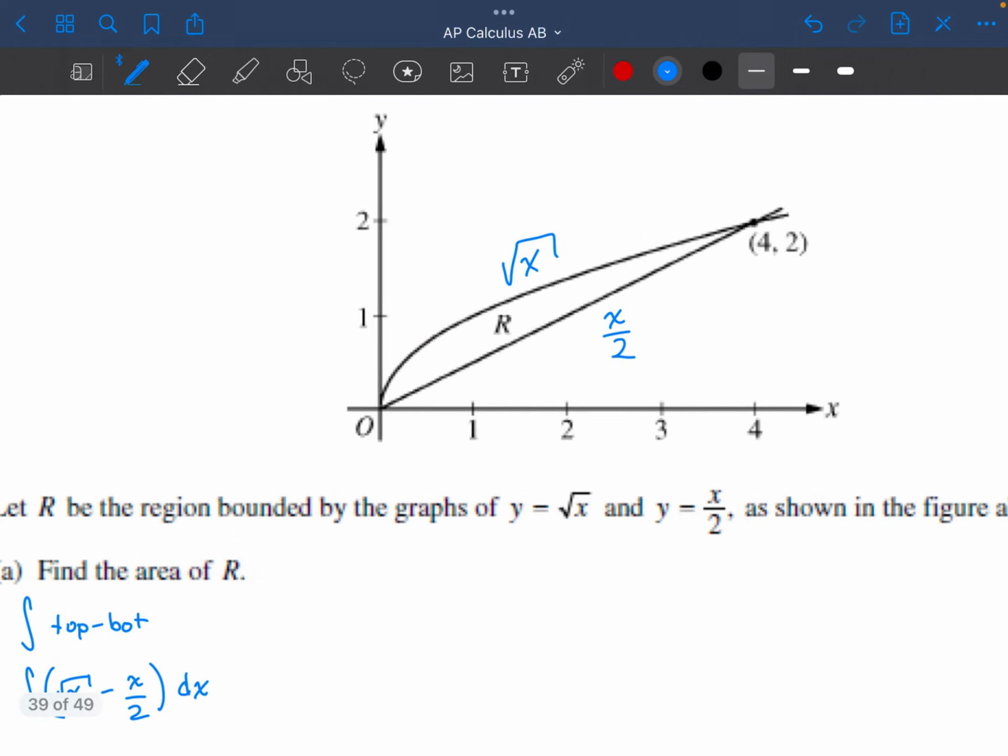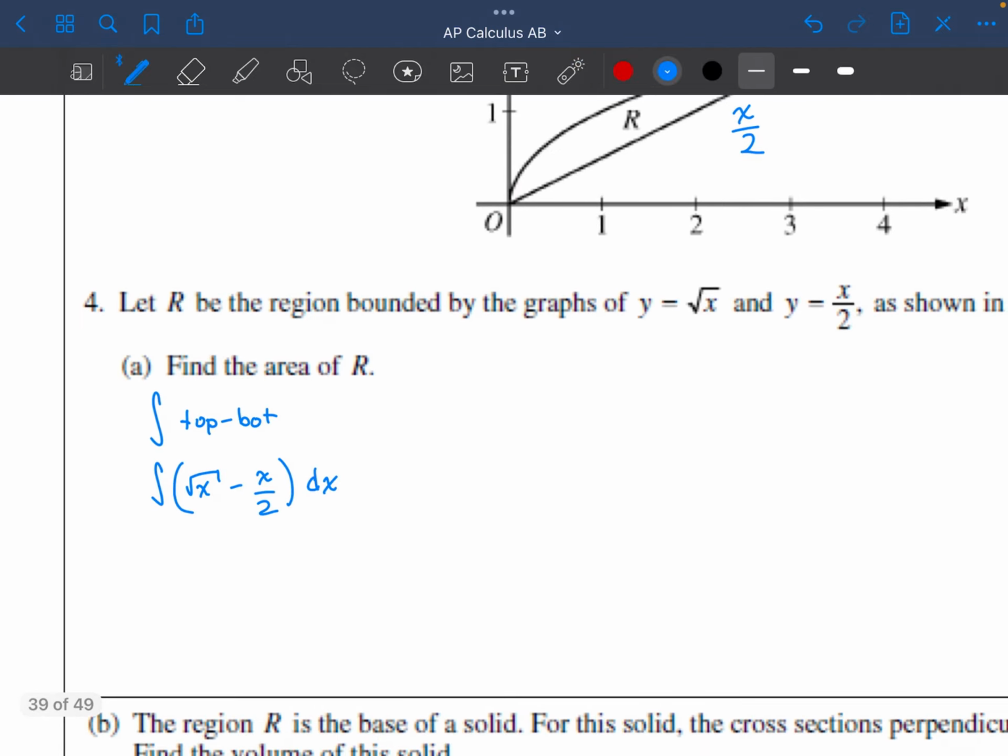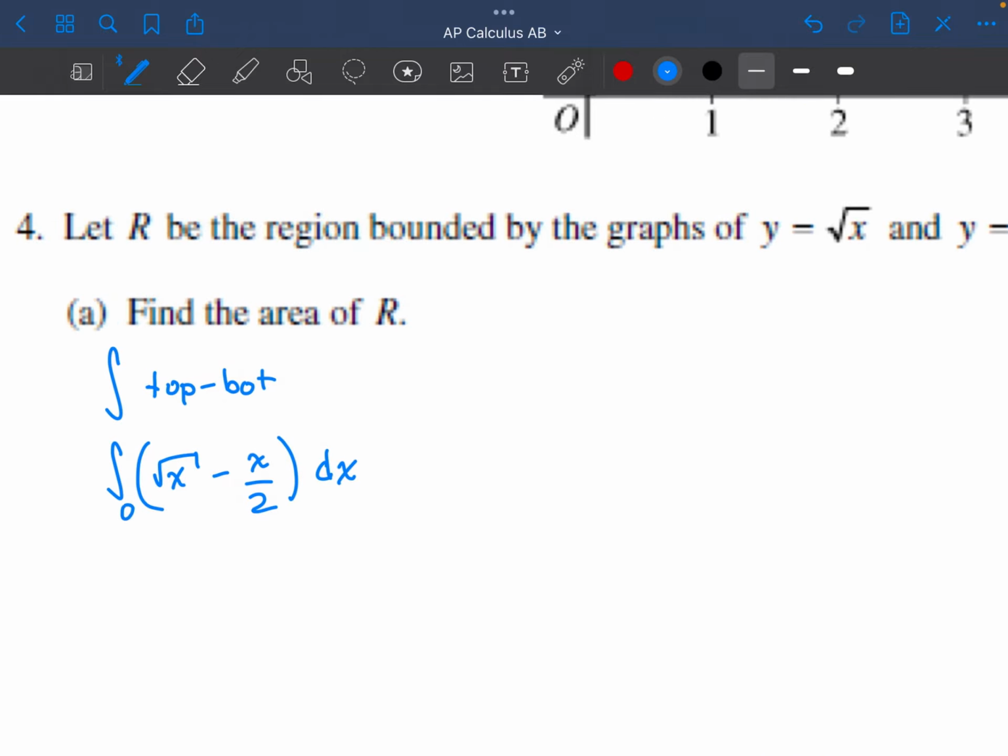So the bounds are going to be the x coordinates. So I have the x coordinate from 0 all the way to 4. So if I come back down here, I can zoom in and say that this is between 0 and 4.